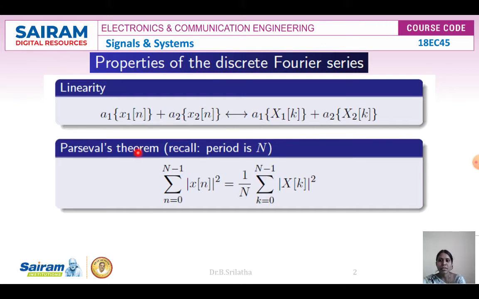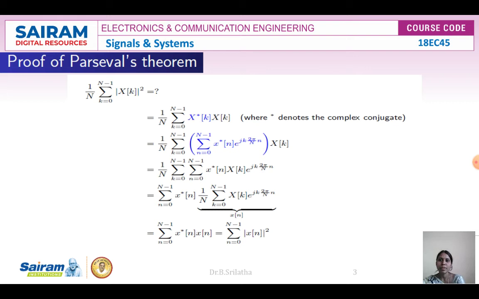Now Parseval's theorem. Summation n equals 0 to N minus 1 of mod x of n whole square is equal to 1 by N summation k equals 0 to N minus 1 of mod X of k whole square. That is, the time domain energy of the signal is equal to 1 by N times the frequency domain energy of the signal. Now we will prove that.